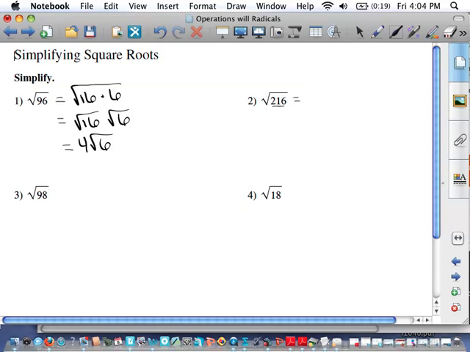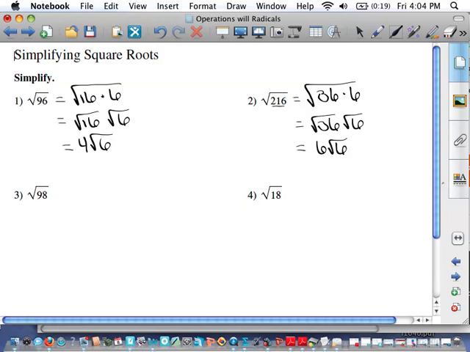So I can write the square root of 216 as the square root of 36 times 6. That means I have the square root of 36 times the square root of 6. 36 is a perfect square, so this becomes 6 root 6.